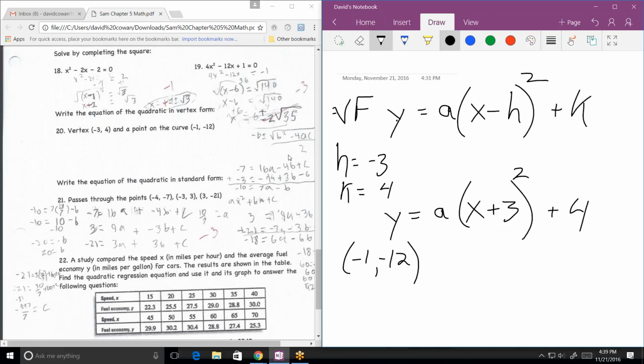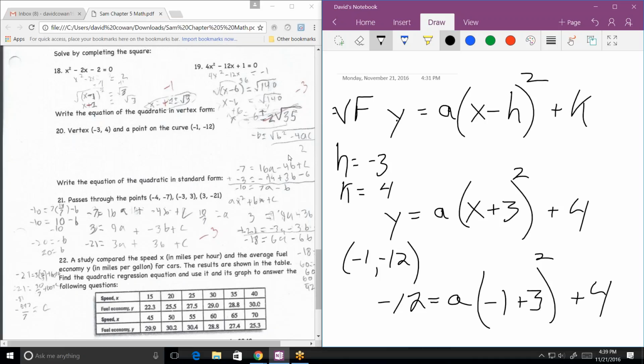First, X would be negative 1. Okay, start from the left and go right, all the way. Negative 12 would be Y. So negative 12 equals A. Yeah, and times what? No, negative 1 equals x. Okay, so when I say plug it in, this is what I want you to do. Don't try to solve it yet.